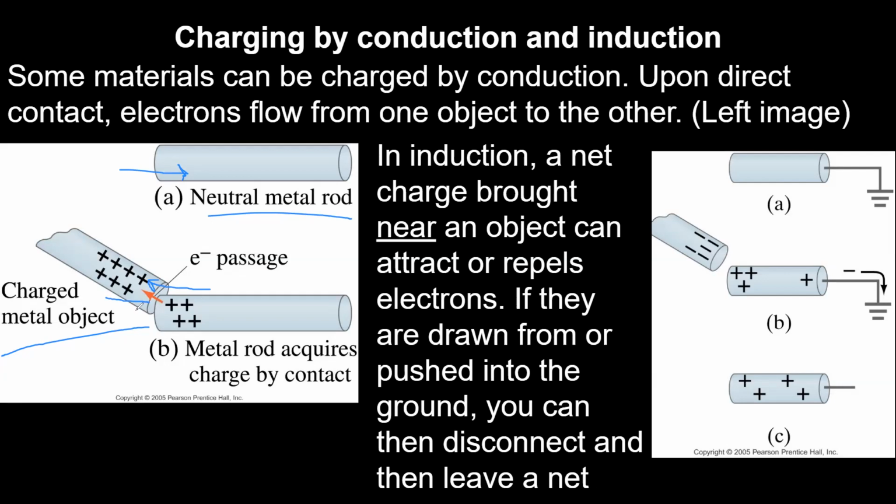So once you pull these away, this will have a more neutral charge, and this previously neutral metal rod will have a relatively positive charge near the area where the two objects were in contact.